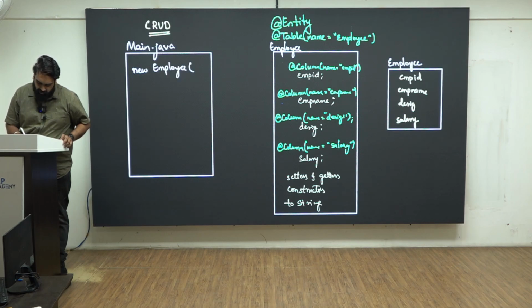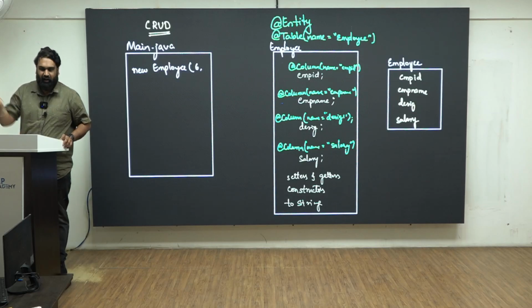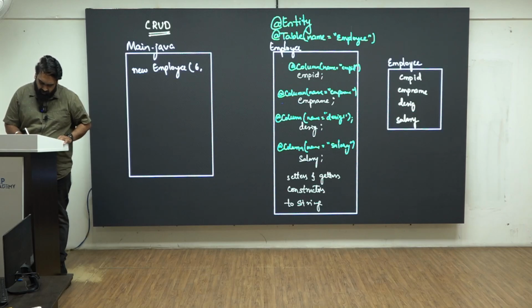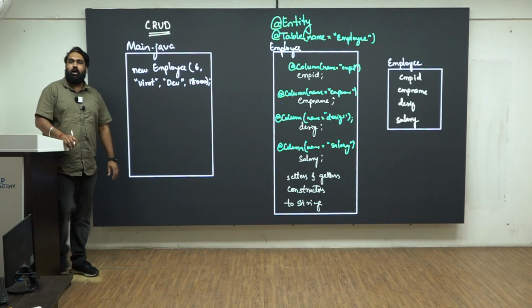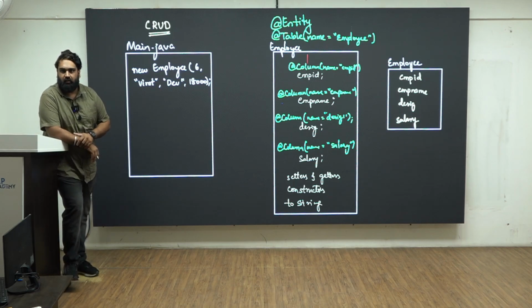So I have main.java. Sir, whatever this main.java is, it is going to create one employee. It wants to insert that employee into the table. So it will create one employee, maybe a new employee with ID 6. I don't know what the ID is; I'll see and create a new ID. ID 6, name Virat, designation developer, and the salary is 18,000. In this way, one employee I have created.